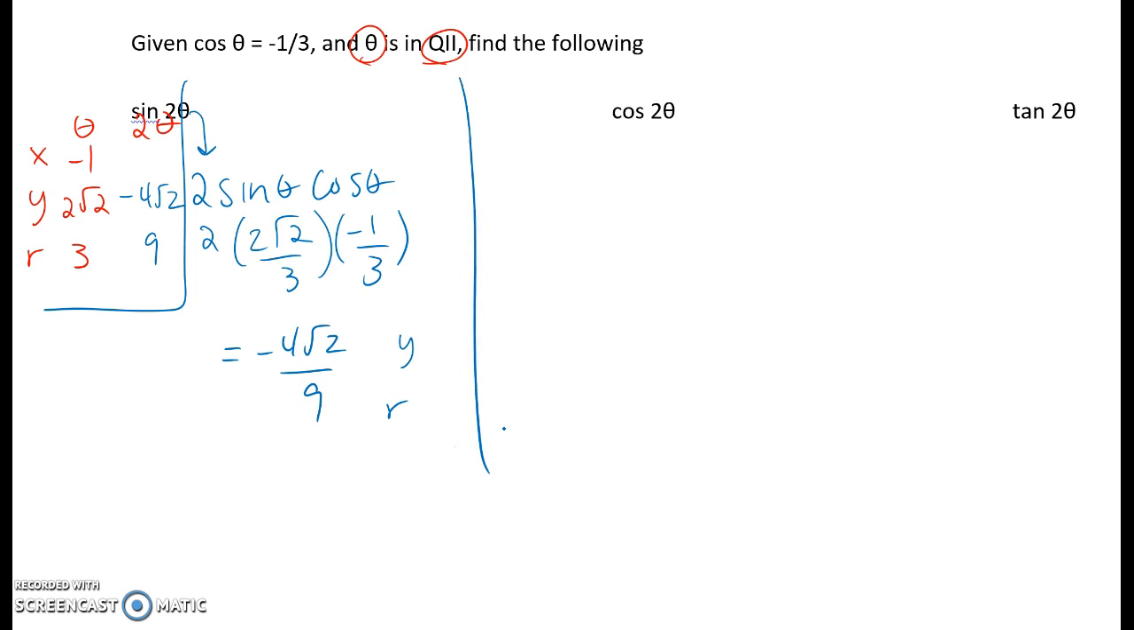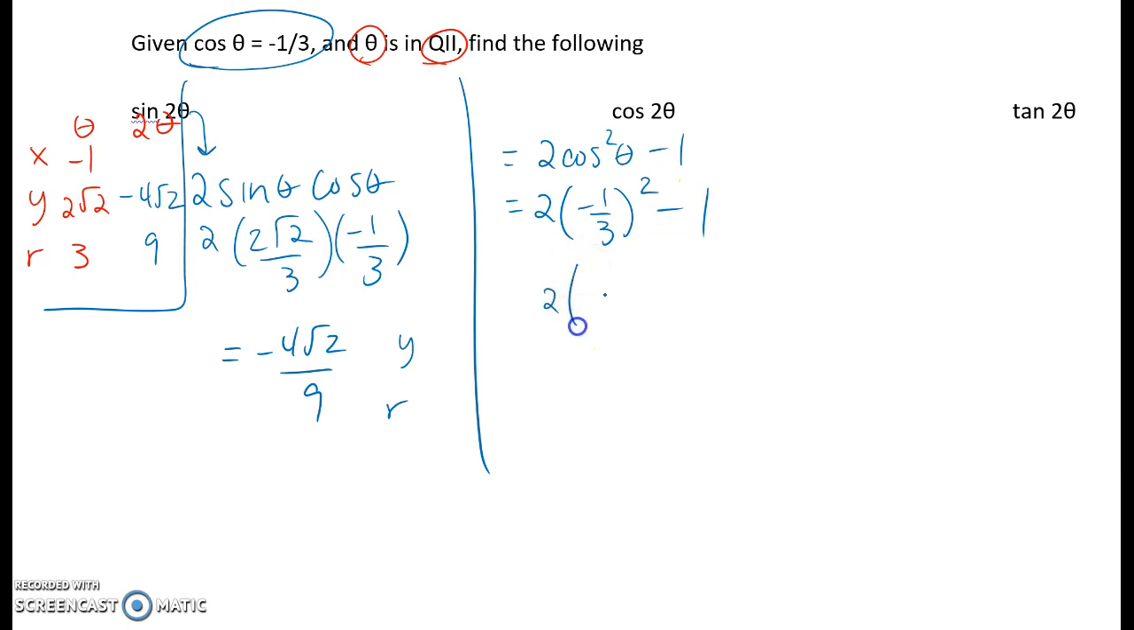So now let's go ahead and do cosine of 2 theta. Now, since I was given cosine of theta, I'm going to use the formula that is 2 cosine squared theta minus 1. And this is kind of like my safety net, just in case my sine of theta happens to be wrong. So I have 2 times -1/3 squared minus 1. So 2 times 1/9 minus 1. 2/9 minus 9/9 gives me -7/9. And I already knew that my r was 9, so this reinforces that, and now I see that my x is -7.